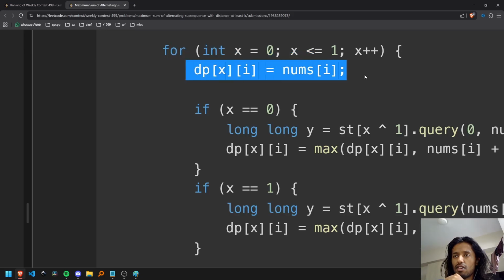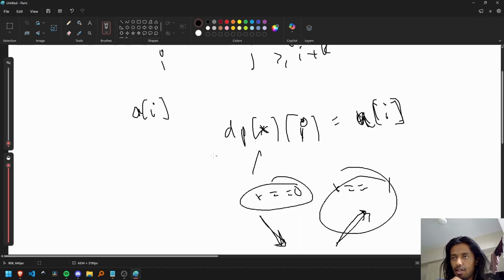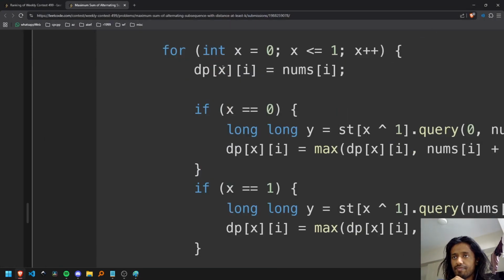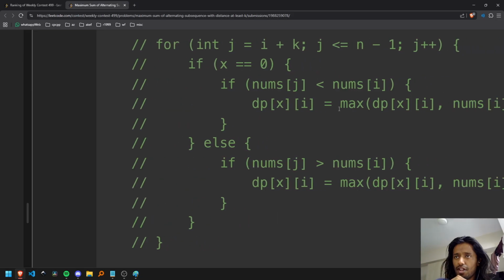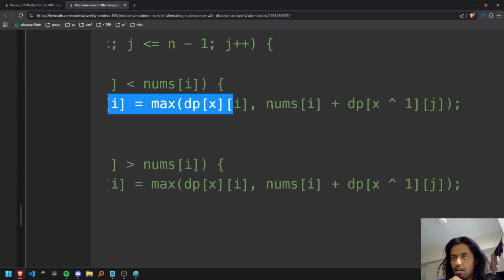So dp x i is nums i, which I stated, because dp x i states the score starting from index i with the trend x, where trend 0 means decreasing, 1 means increasing, such that the index i is taken. So this would mean that this is equal to nums i at the bare minimum. Now I'm running this loop, j from i plus k to n minus 1. Obviously this is to ensure the k distance. If x is 0, that means the next element should be less than this, right? So if x is 0 and nums j is less than nums i, that means dp x i is equal to, now I'm taking this nums i plus dp x xor 1 j.